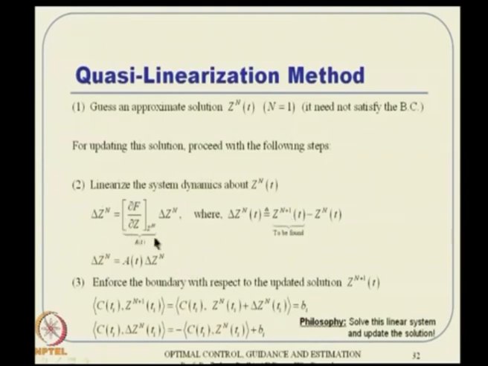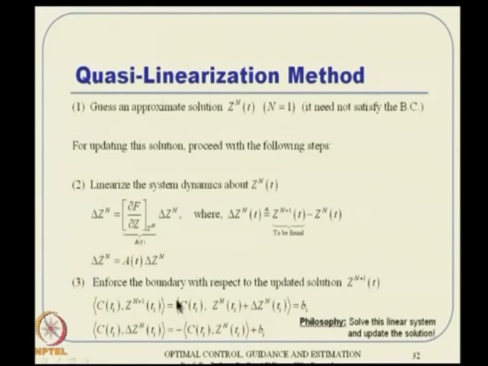So, this is, as I told before in the shooting method, a time varying A matrix basically. So, you can always write it this way. Then we have to enforce the boundary conditions with respect to the updated solution. Remember, the guess solution need not satisfy them, but while we update the solution, our aim is that the updated solution should satisfy the boundary condition actually.